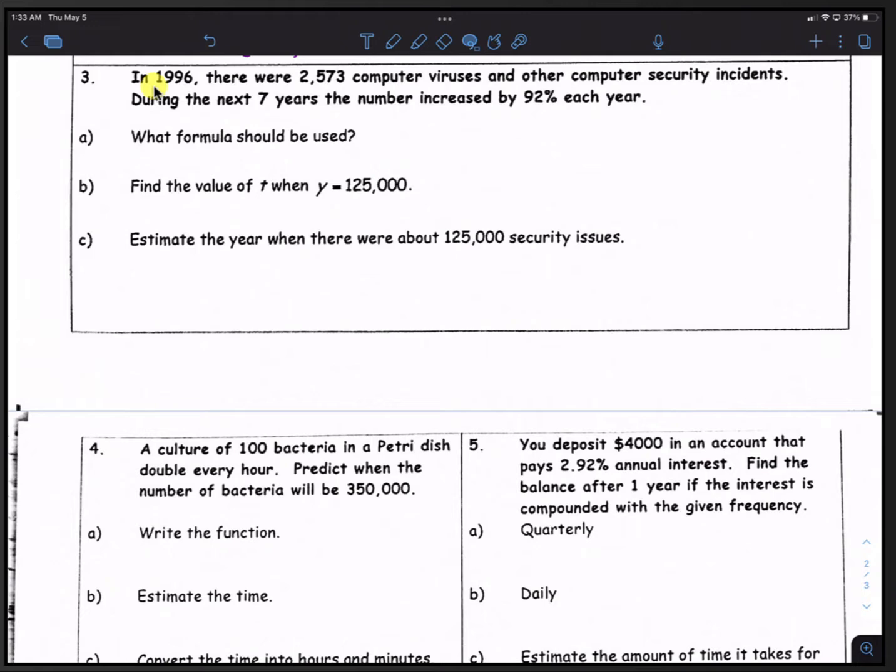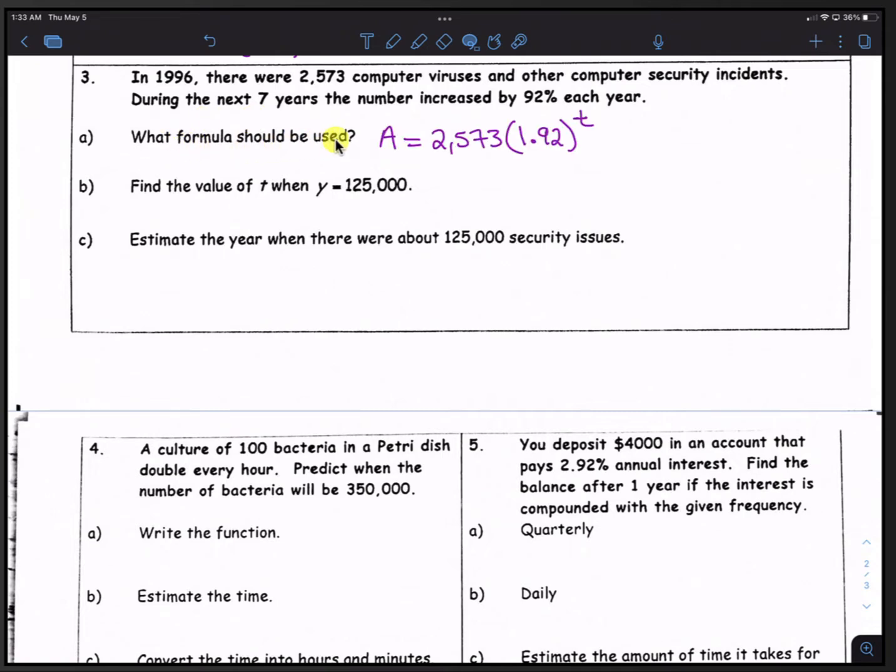Here it is, question number 3. In 1996, there were 2,573 computer viruses and other computer security incidents. During the next 7 years, the number increased by 92% each year. What formula should be used?